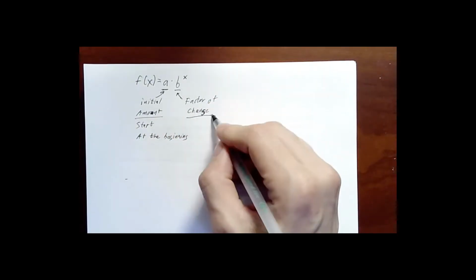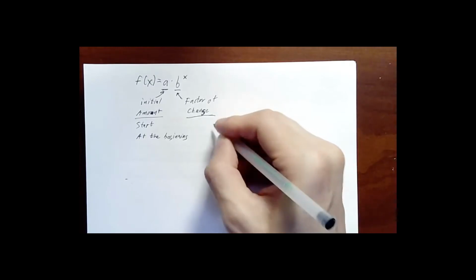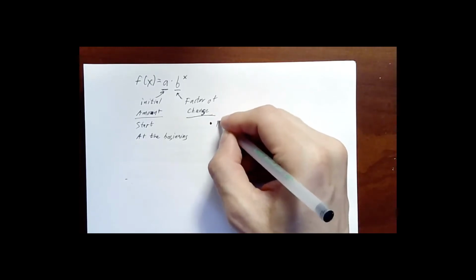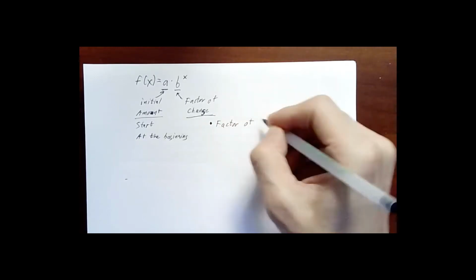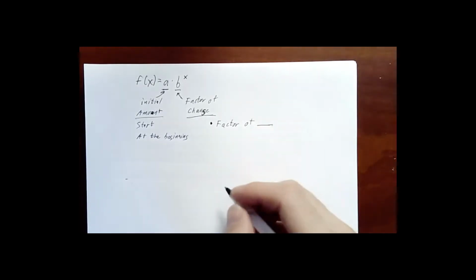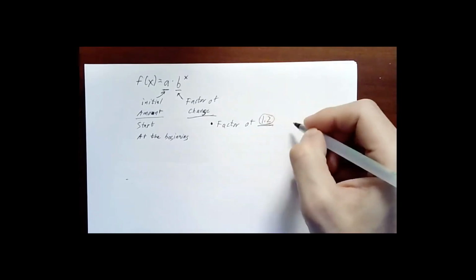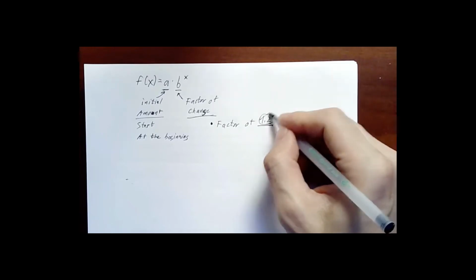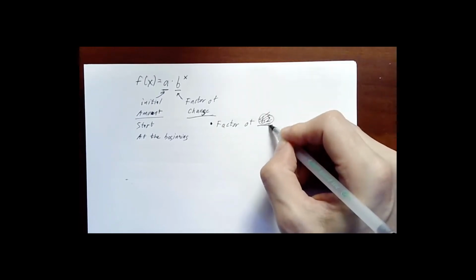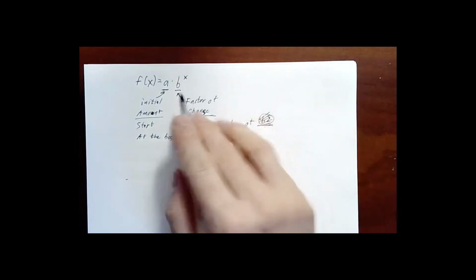For the factor of change, we're looking for a couple keywords. A couple of those is just, as it said, factor of blank. So if I said something like, my tree grew at a factor of 1.2 a year, what that means is that 1.2 is what I would be multiplying by over and over again. Now, it's not always 1.2. This is going to be some other representation. So this unknown location would become my b.